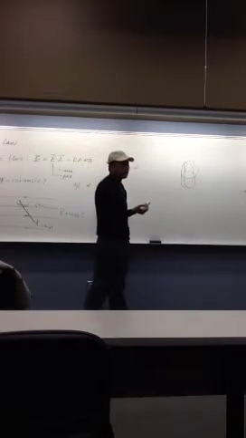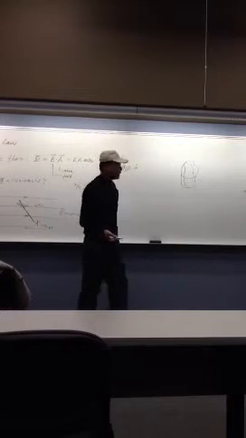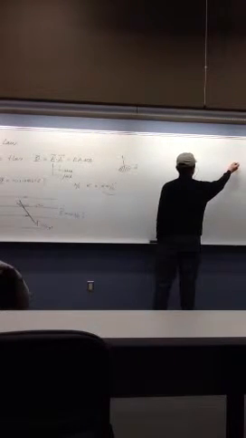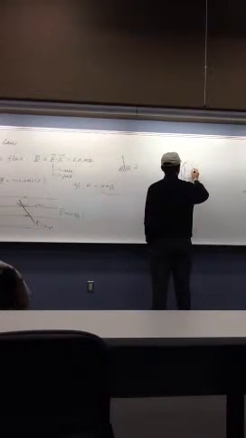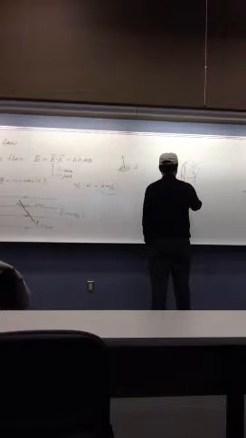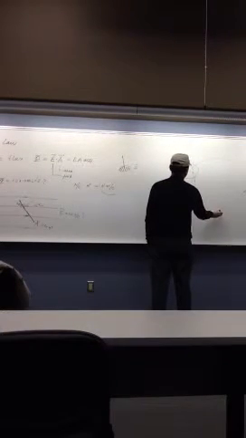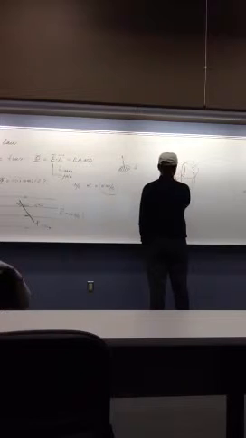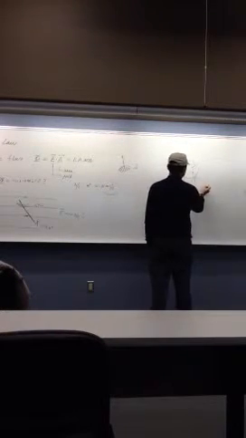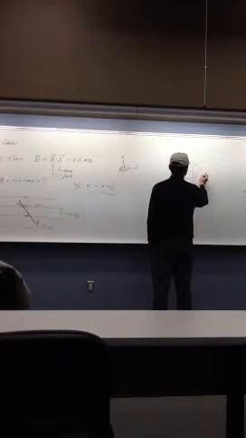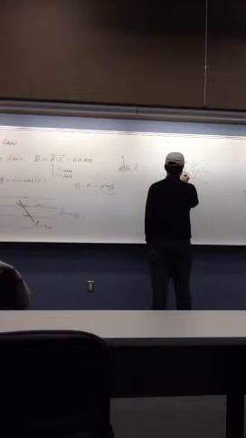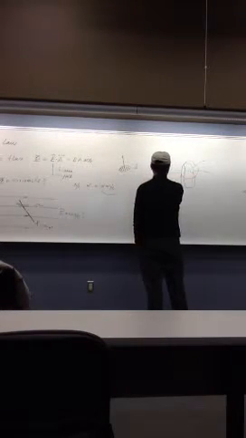Okay, 3D object. You have field lines coming in and moving out. You have another line coming in, moving out. You have a third one coming in, coming out this way.